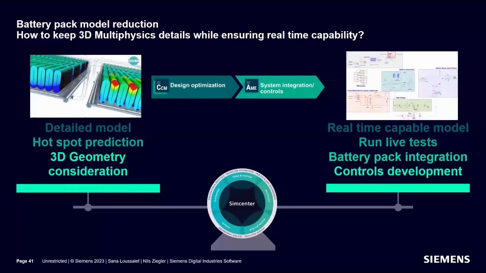Let's start with the biggest challenge here: how to keep 3D multiphysics details of a battery pack while ensuring real-time capability for system-level and control design activities. Indeed, the 3D geometry consideration is key to predict the hotspots and the temperature gradients. On the other hand, with this approach, the computation time is not suitable to run live tests, including the vehicle subsystems and controls, or to enable thermal design and software in the loop and hardware in the loop. So how about the workflow which SimCenter offers to keep the balance between the two approaches?